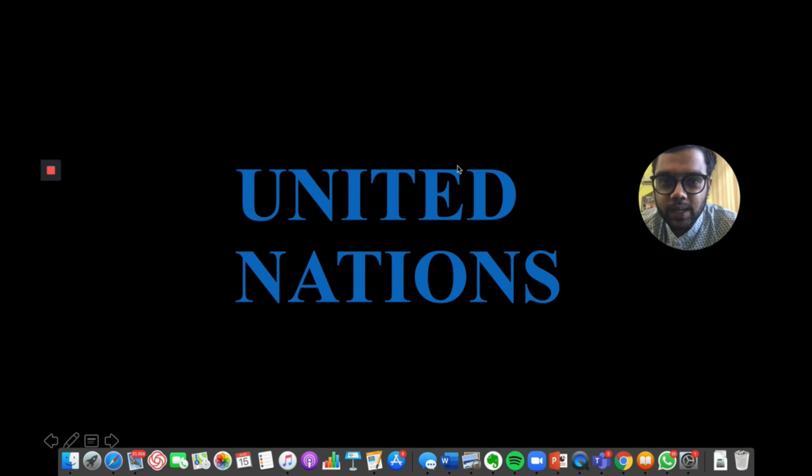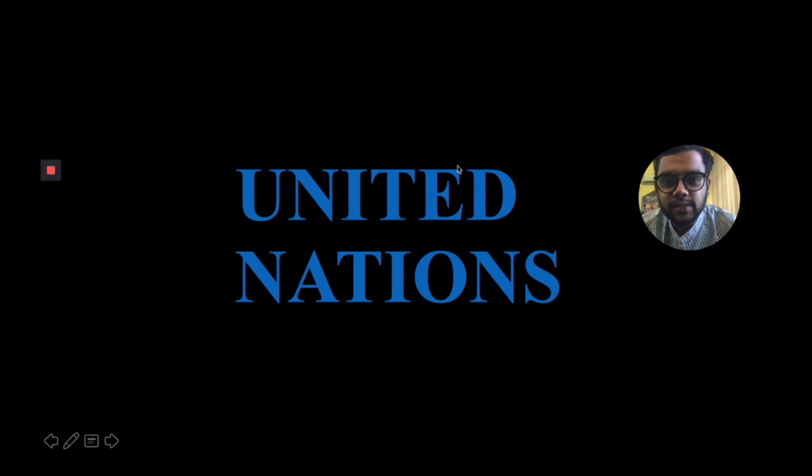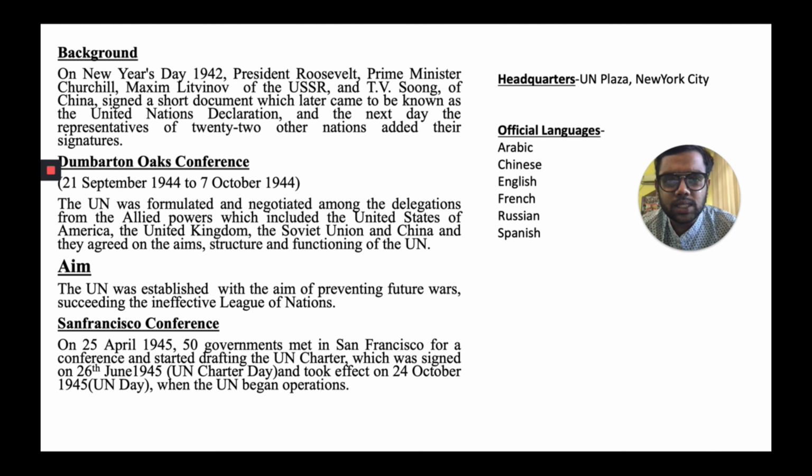Good evening everyone. So in today's video we are going to learn about the United Nations and its main principal organs. Basically, as we all know, the United Nations is the successor of the League of Nations. Primarily because the League of Nations was unable to prevent World War II, the United Nations was established. Now there is a certain background which we would like to discuss before we discuss the organs of the United Nations.